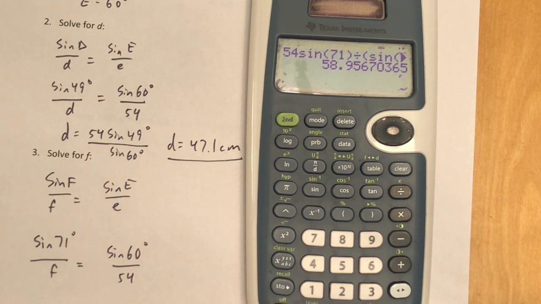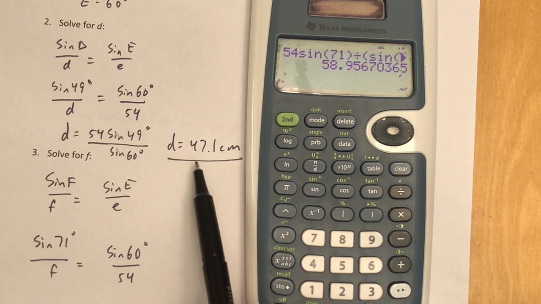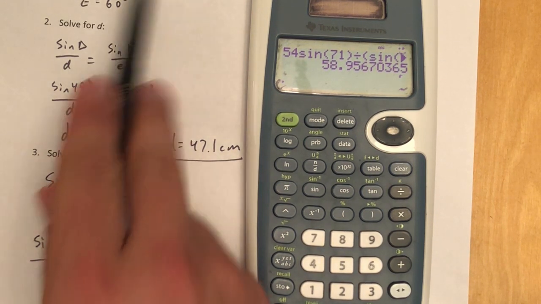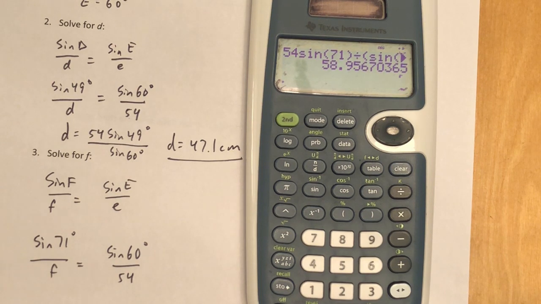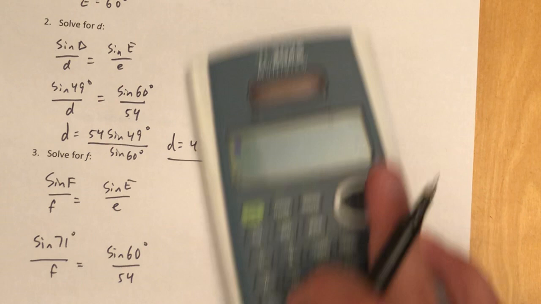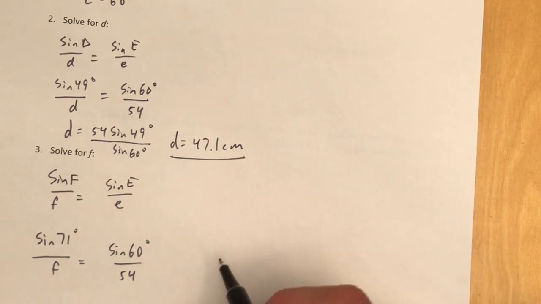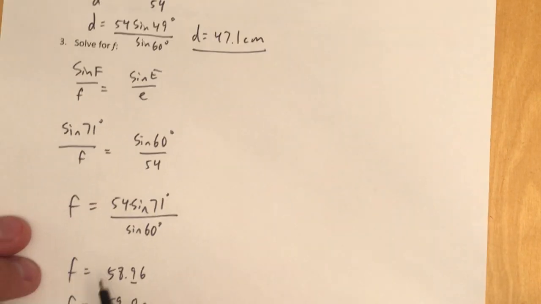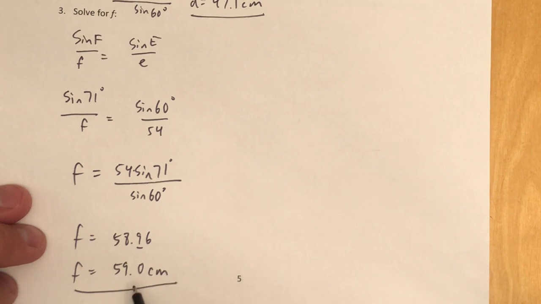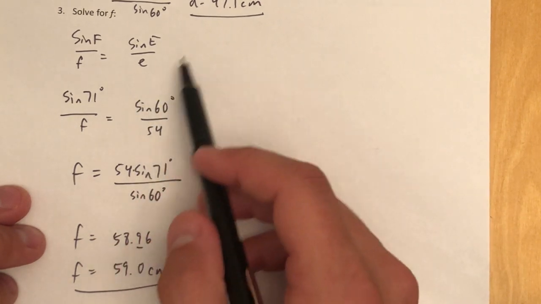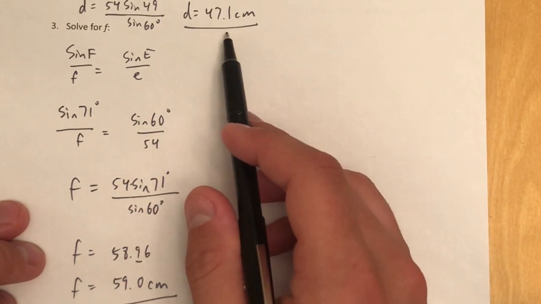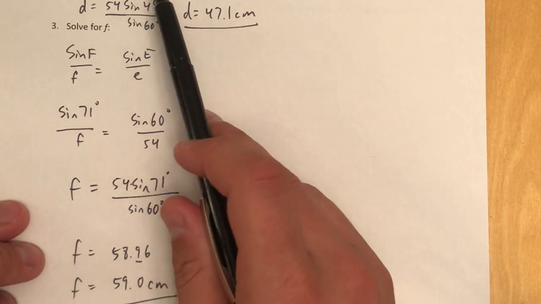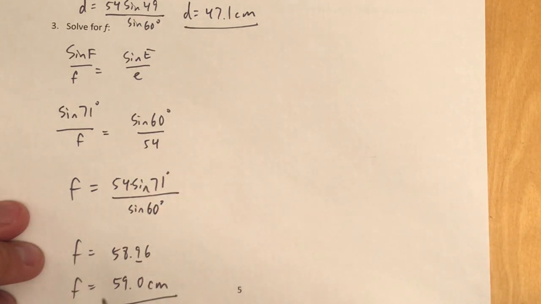centimeters. So my 66 was off by a little bit, but it's still close. It's in the sense that it's more than 47, more than the 54, but it wasn't as much as I thought it might be. All right, and that solves these ones. We have what f is equal to, 59.0 centimeters. We have the previous example where d was 47.1 centimeters, and we calculated angle e up above at 60 degrees.